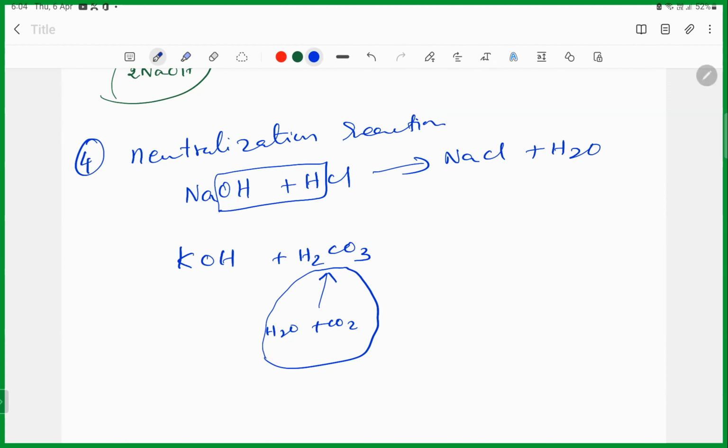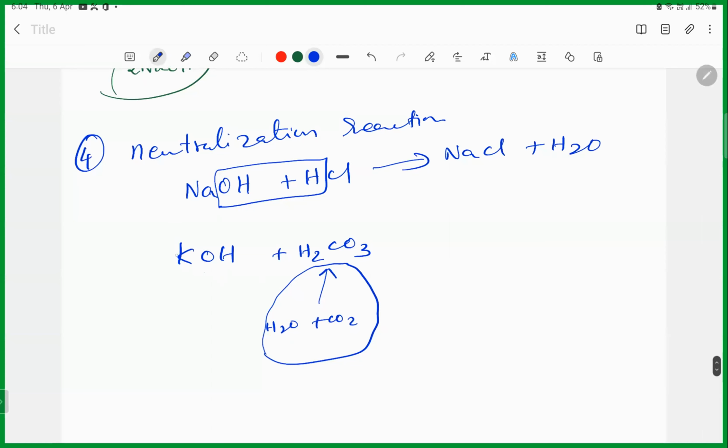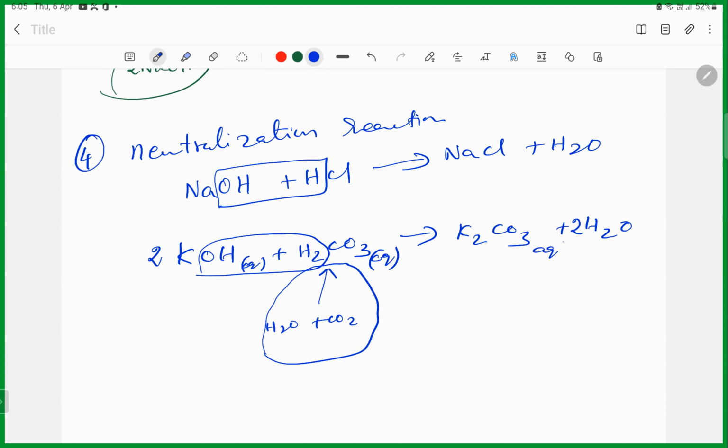So when you take this, what will happen? 2 moles of KOH react with H2CO3. It gives K2CO3 plus 2 moles of H2O. So this is what happens when it reacts. K2CO3 and the acid are aqueous, and water is liquid. This is called a neutralization reaction.